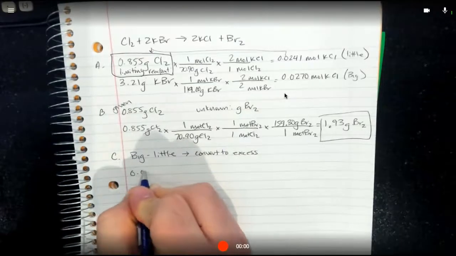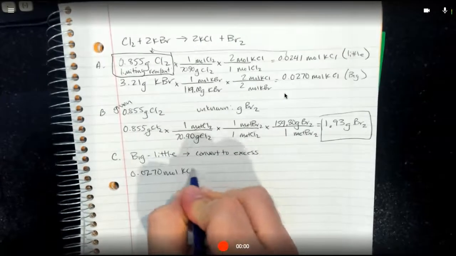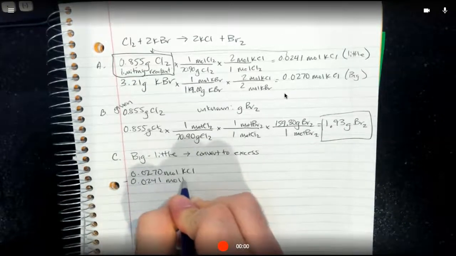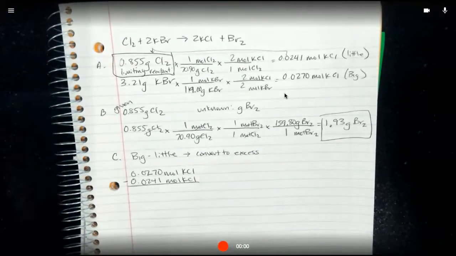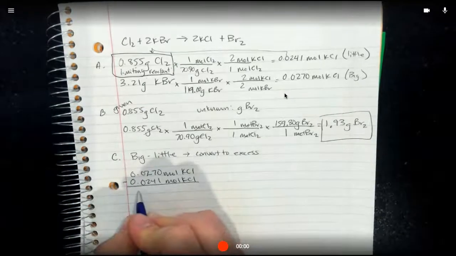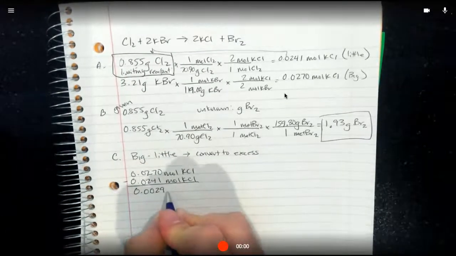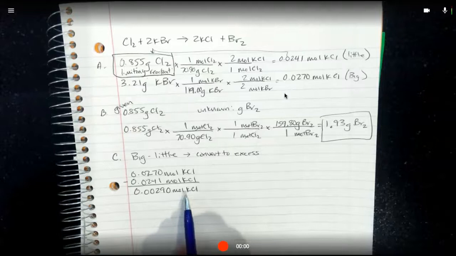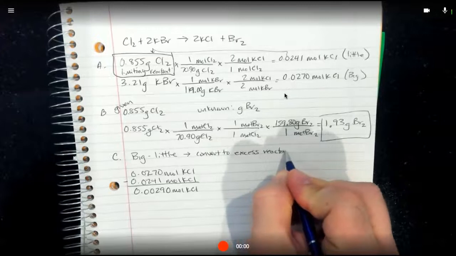that will be 0.0270 mole KCl minus 0.0241 mole KCl. 0.0270, just using the calculator. 0.00290 mole KCl. So this is how much could have been produced, but we don't want to know excess product. We want excess reactant.